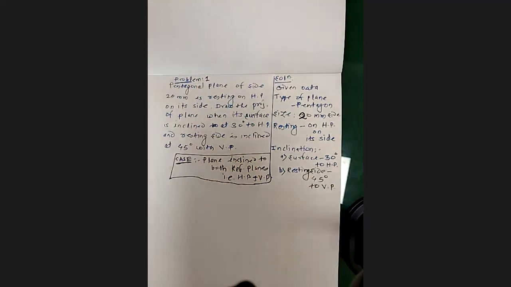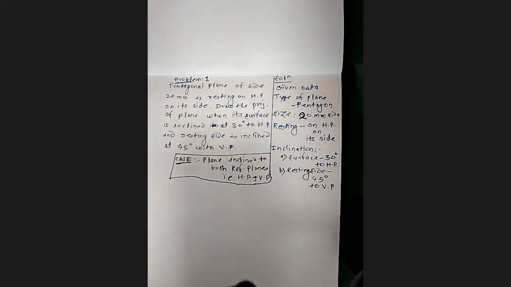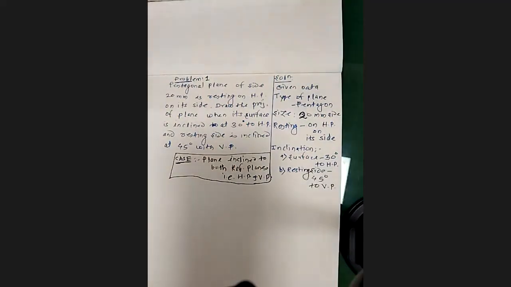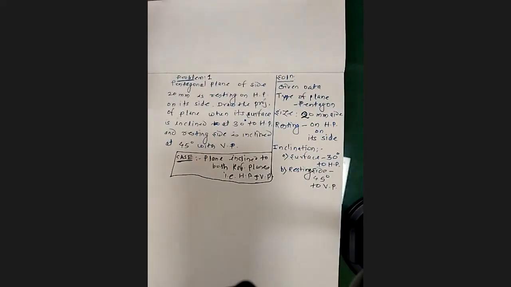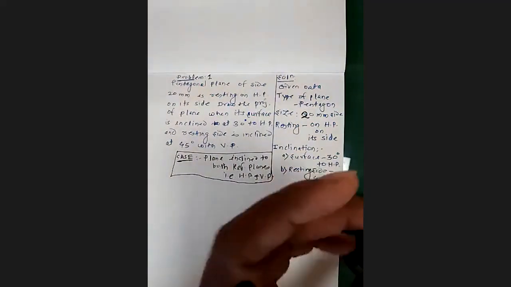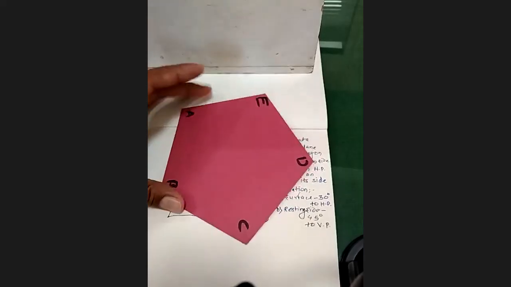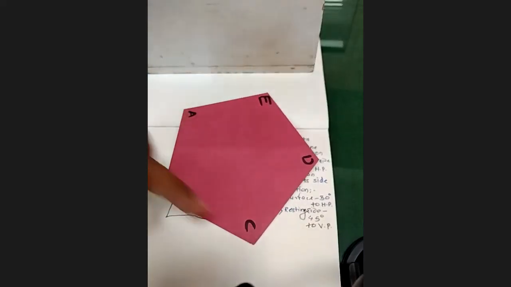I will try to explain the position of this pentagonal plane first, and then we'll move to the next stage. The actual solution. Just bear with me. This is the pentagonal plane. You can see I have named the points A, B, C, D, E.